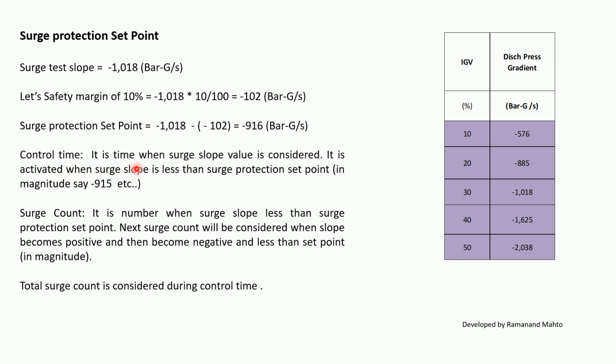Control time is the time when the surge slope value is considered. It is activated when the surge slope is less than the surge protection set point in magnitude. Let's say minus 916 is the set point, then the moment it becomes minus 915, it will start. Surge count is numbered when the surge slope is less than the surge protection set point, and the next surge count will be considered when the slope becomes positive and then becomes negative and less than the set point in magnitude. So the total surge count is considered during the control time.